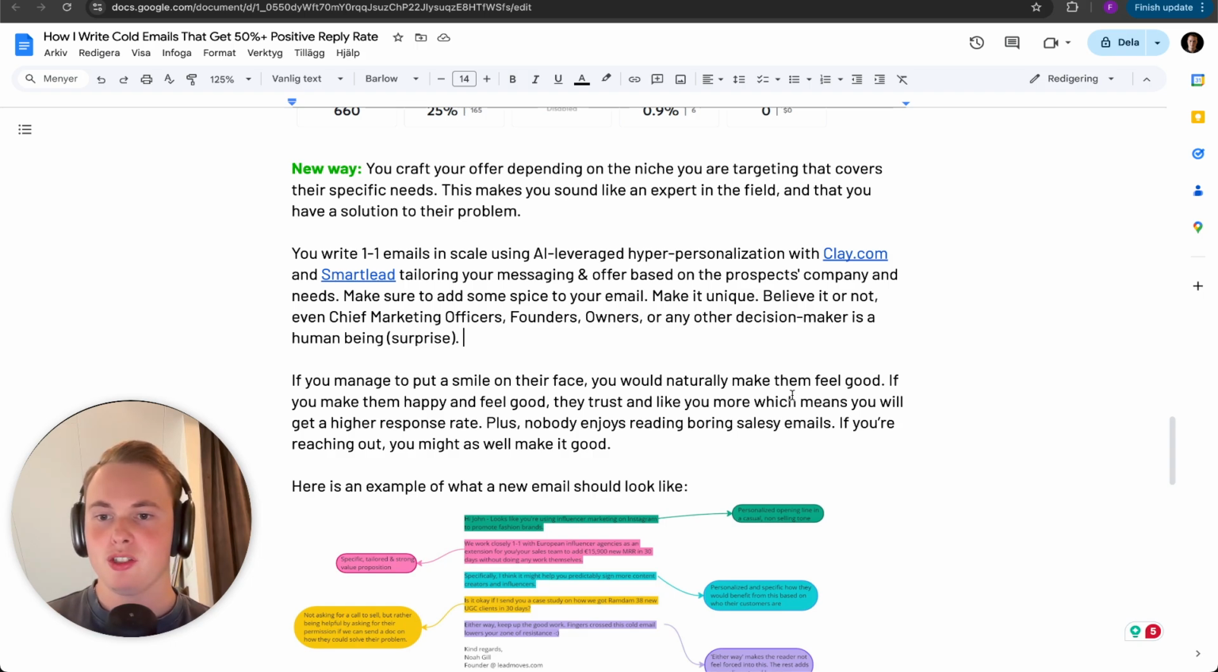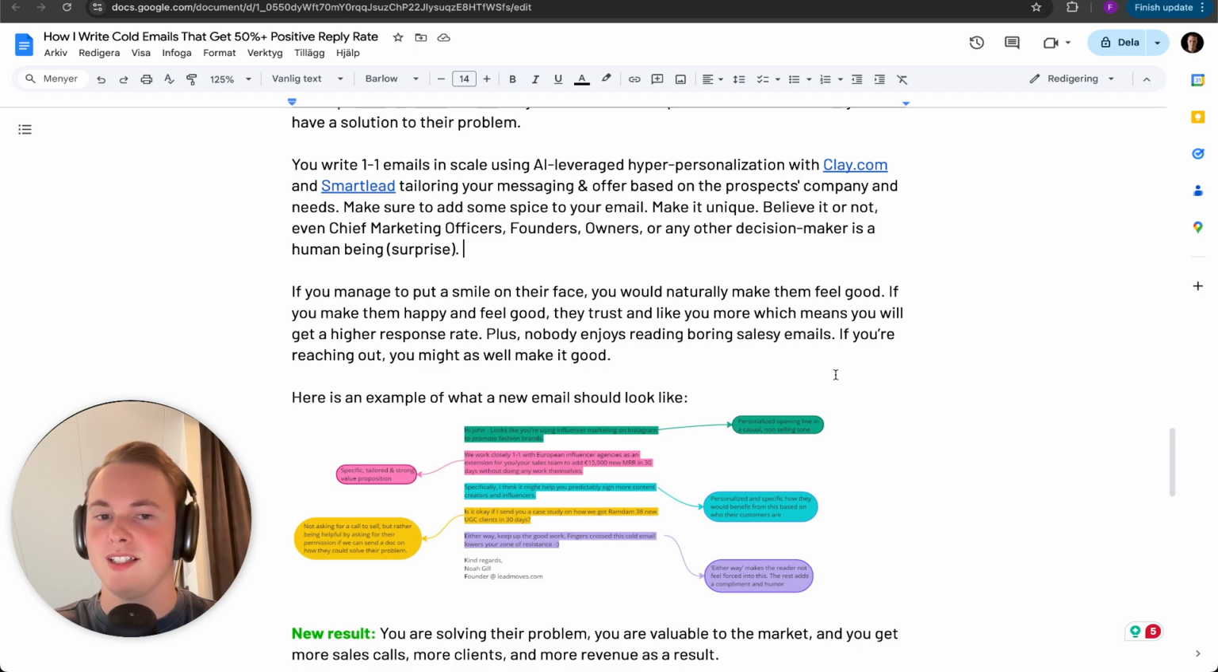So also, if you manage to put a smile on their face, you would naturally make them feel good. And if you make them happy and feel good, they naturally trust you and like you more, which means that you'll get a higher response rate. Plus, nobody actually enjoys reading boring salesy emails. So if you're reaching out, you might as well make it good.